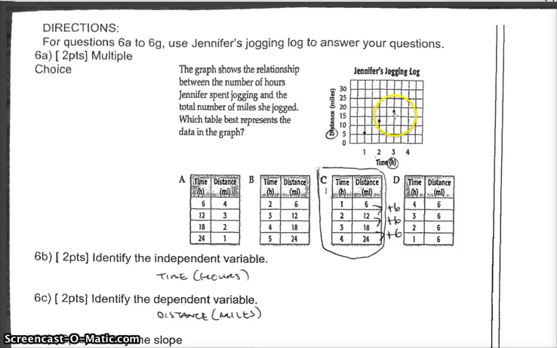3 hours, maybe between 15 to 20. And for 4 hours jogging, she could probably go less than 25. So the only one that shows that is C.